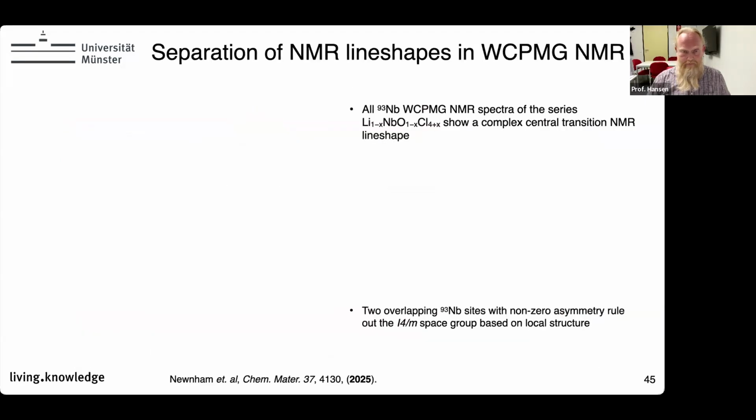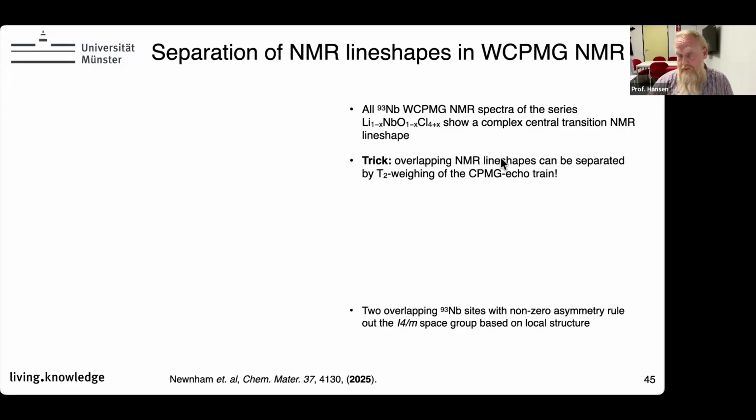It requires that they have a complex line shape, of course. And the trick is that if you have overlapping NMR line shapes, you can simply separate them if they have different T2s. And this you record basically using your CPMG echo train or WCPMG echo train. Then the intensity during this decay of your signal will be modulated by T2. If they're the same, then you can't do this trick.